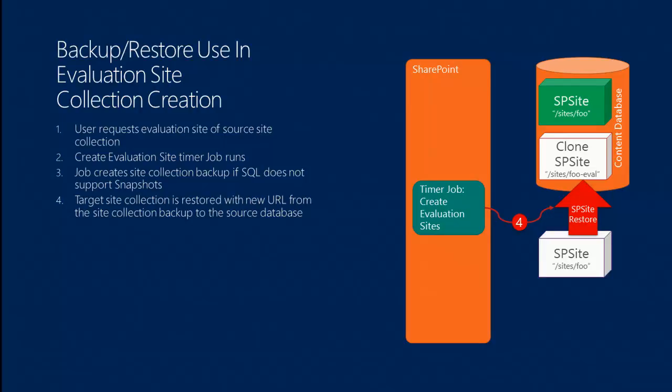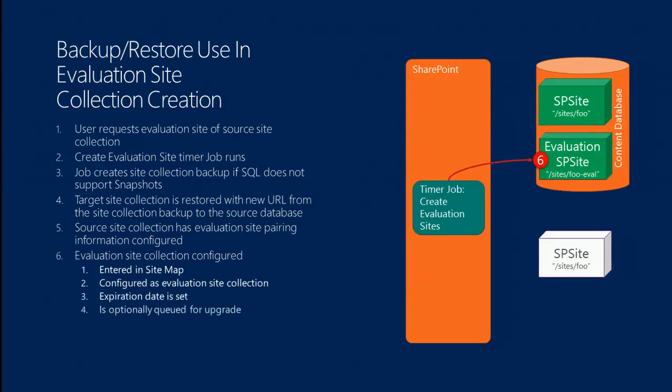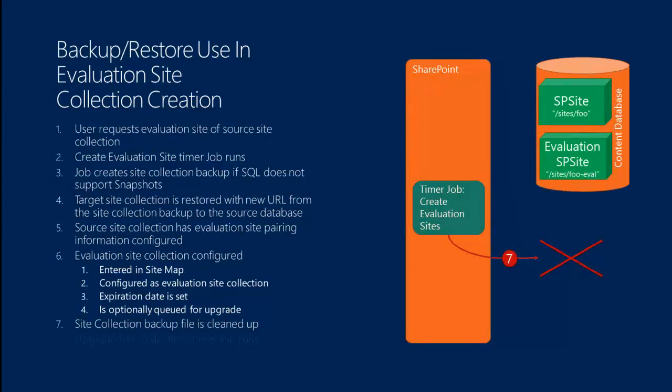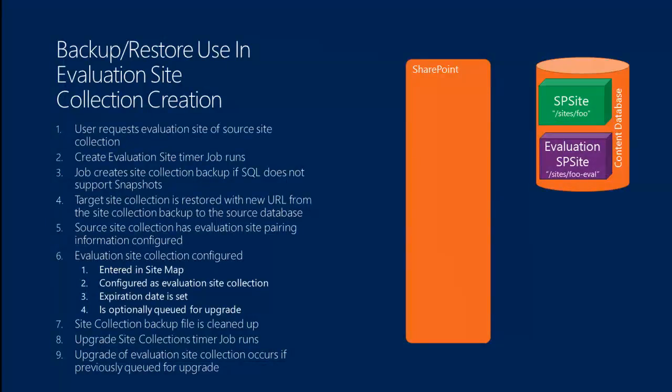Next, it takes that backup and it restores it to a new URL. So it gets a new GUID, it gets a new URL as part of the restore operation. Then it does all the same pieces that it would already have. Sets it in the sitemap, makes them paired, gets it all ready, and then lastly, cleans up that backup. And once again, if it was queued for upgrade, the timer job will pick it up, say, hey, I want to upgrade the site collection, and you're at the exact same state.